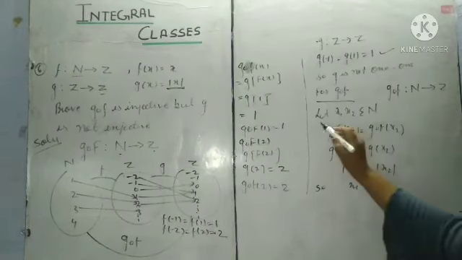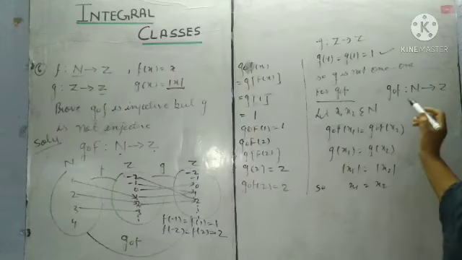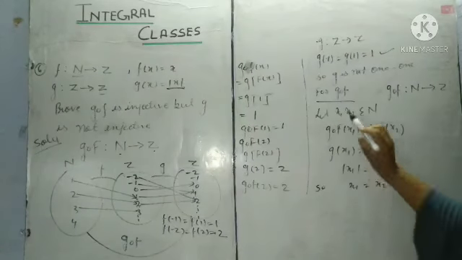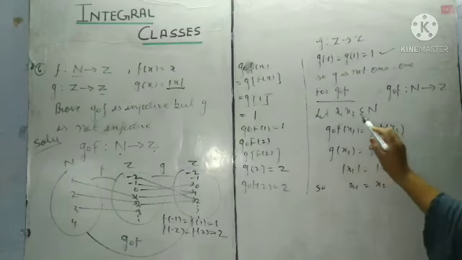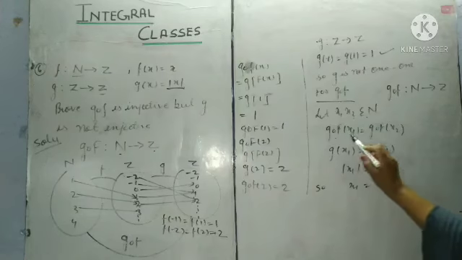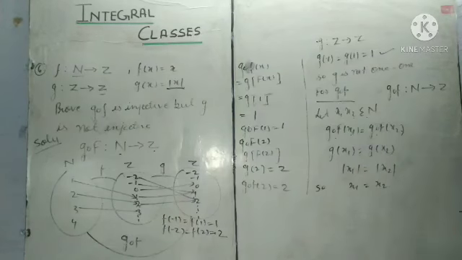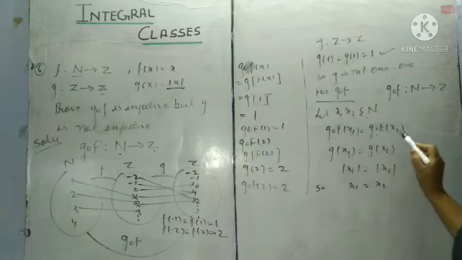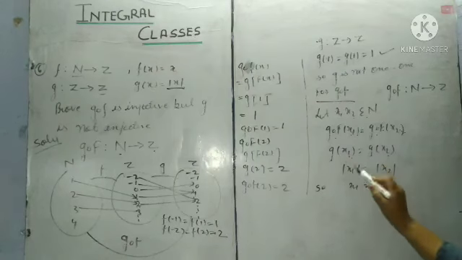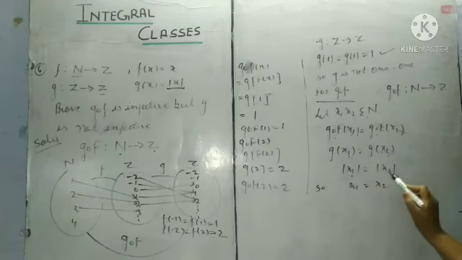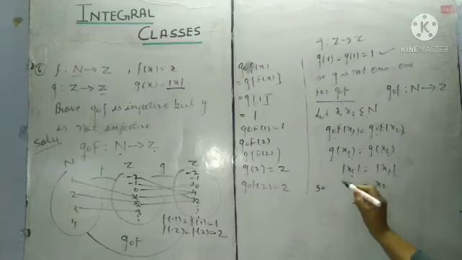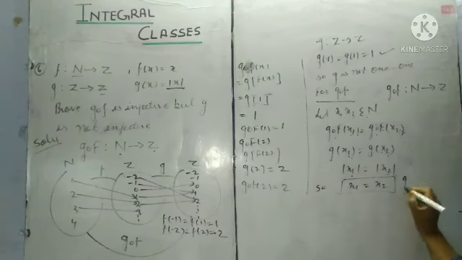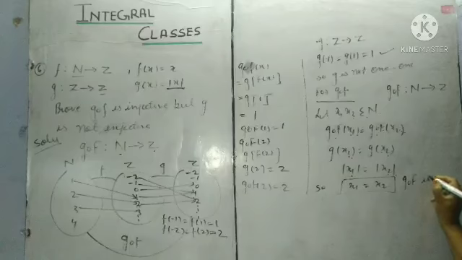Now we will consider here g of f. g of f is defined N to Z. We will consider x1, x2 two elements of N, g of f(x1) equal to g of f(x2). So we will put f(x1) equal to x1, f(x2) equal to x2. So g of x1 equal to x1 and g of x2 is equal to x2. So we will get x1 is equal to x2. It means g of f is one-one.